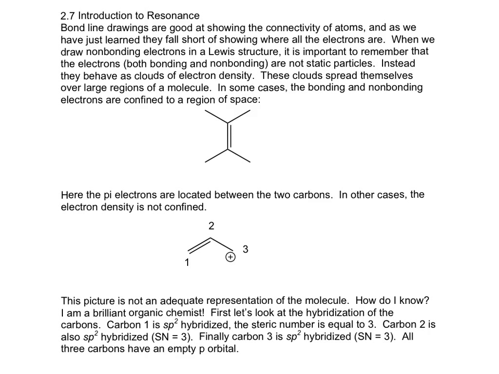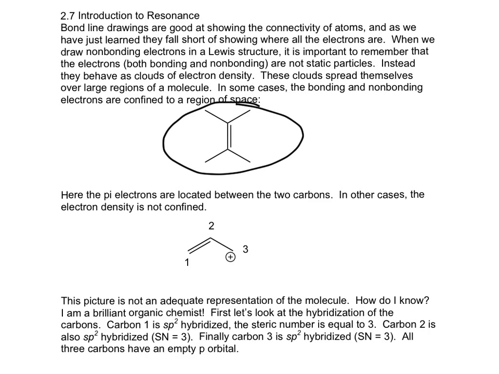So now we are still into chapter 2 and we're going to look at resonance. And so we have extensively discussed these bond line drawings. And while they are very good at showing the connectivity of atoms, they do not show where the electrons are because we don't have the lone pairs drawn in.